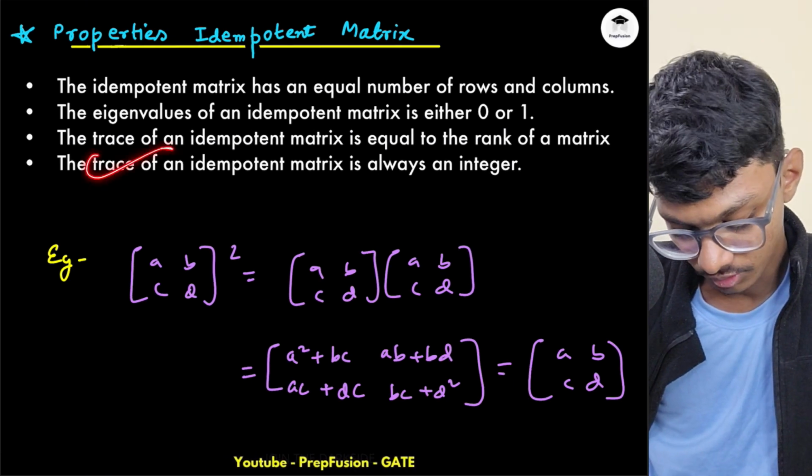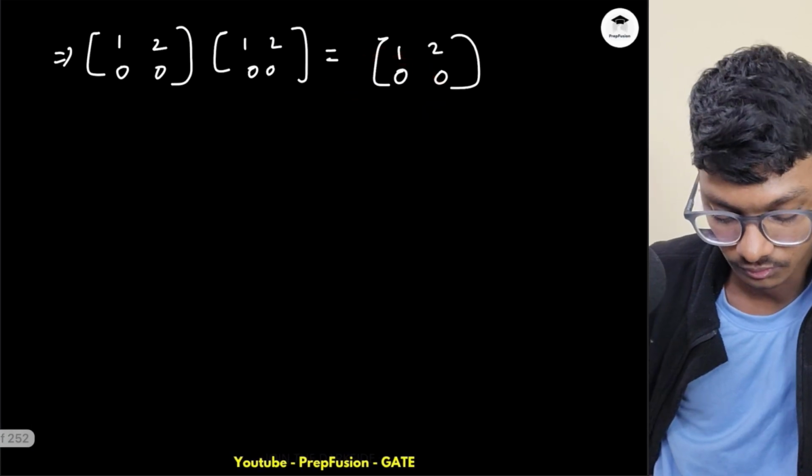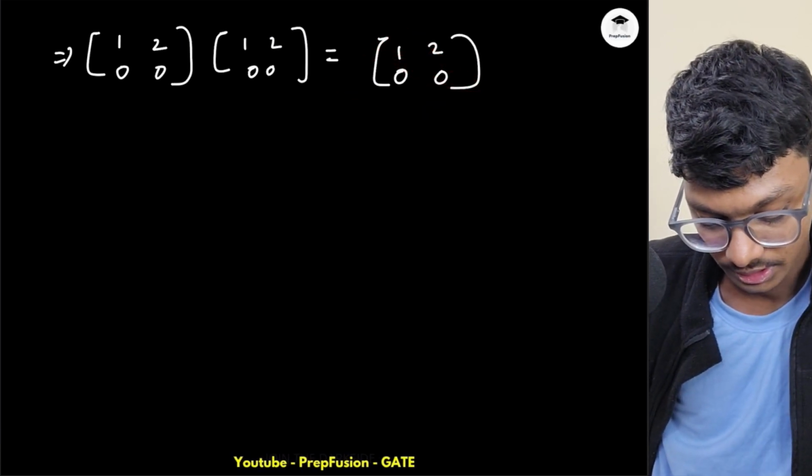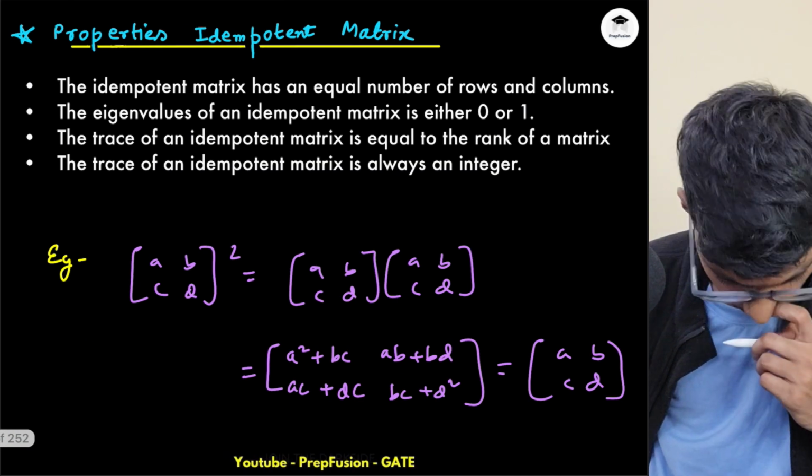The rank we'll talk about later. The eigenvalues are 0 or 1. Yeah, the eigenvalues are 0 and 1. That is correct, because it is an upper triangular matrix, so the diagonal entries will be 1 and 0. We'll talk about this later.